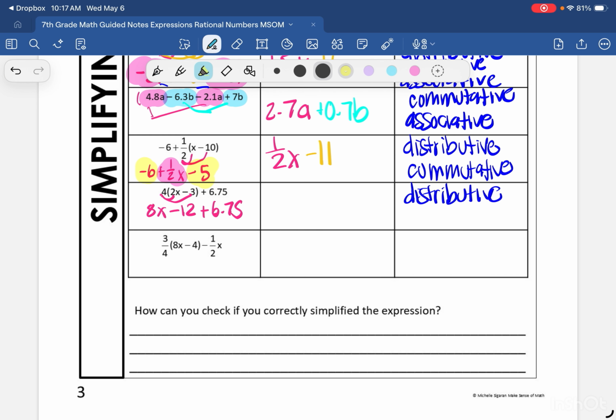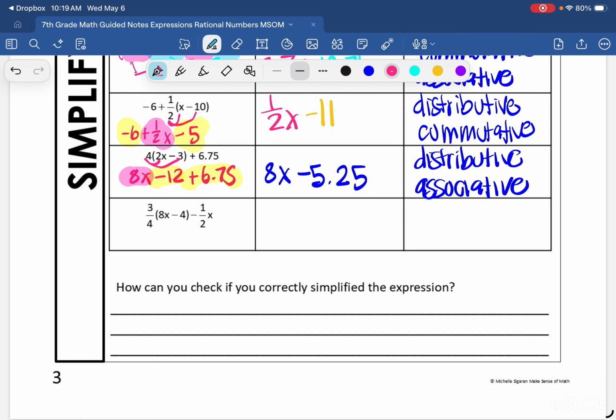So I use the distributive property. Let's highlight the like terms here. I have my 8x all by itself. I have my negative 12 and positive 6.75, which are two constants, which I will add together. So that's going to be the associative property. This will simplify to 8x, and then I have negative 12 plus 6.75, which is negative 5.25.